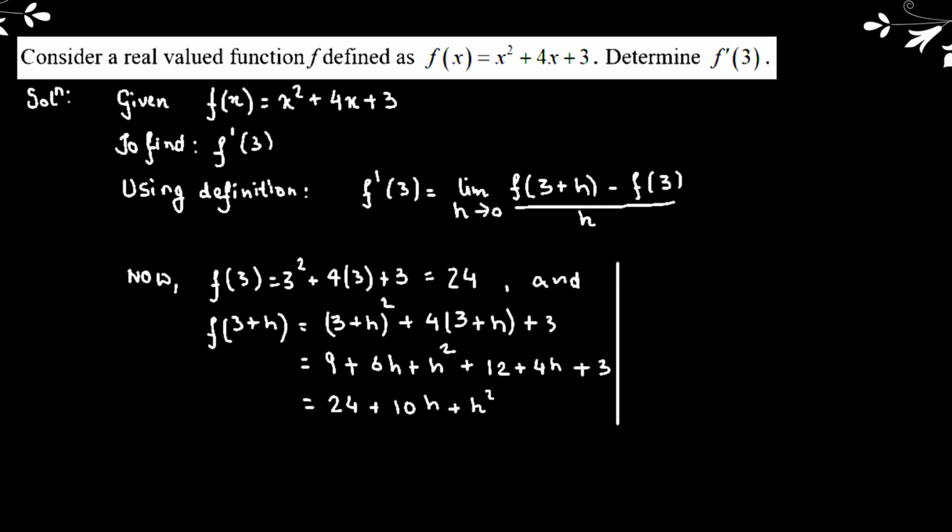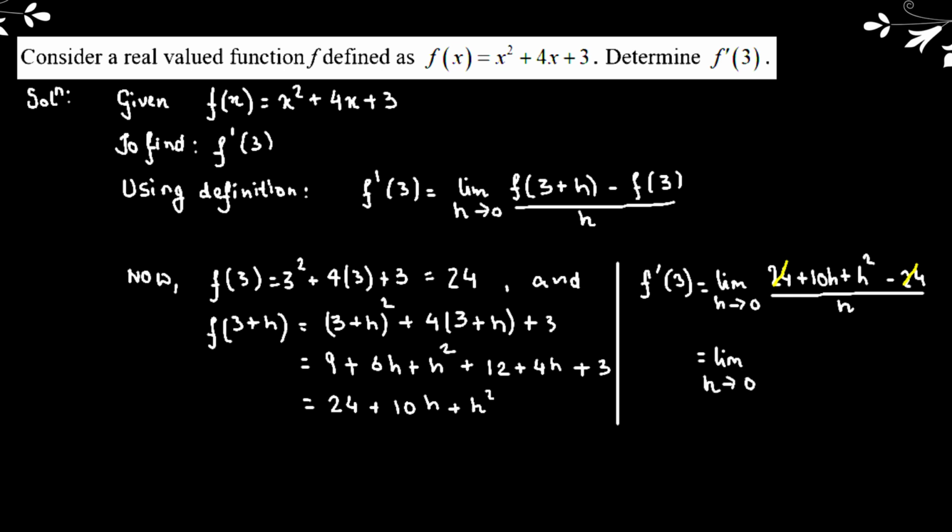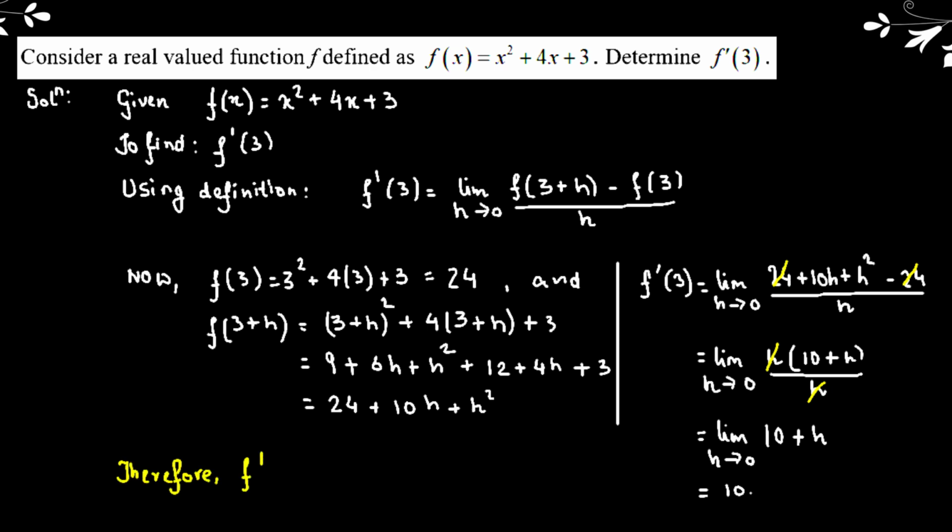Now we're going to put this value into the numerator, so that gives us f prime of 3 is equal to the limit as h tends to 0 of 24 plus 10h plus h squared minus 24, whole divided by h. So the 24 and 24 get cancelled in the numerator, and we can also factor out h in the numerator, so that gives us h times 10 plus h, whole divided by h. We can cancel out h from the numerator and denominator, leaving us with 10 plus h with h going to 0, and when we finally put in the limiting value of h, we get 10. So therefore f prime of 3 is equal to 10.